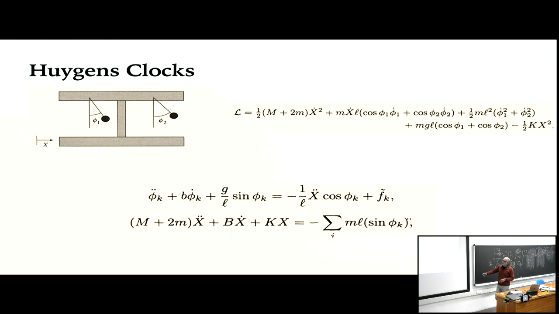Now, ignore for a moment this term and this term. This equation of motion is got just from looking at this Lagrangian and obtaining the corresponding equations of motion for each one, phi 1 and phi 2, so k takes the values 1 and 2. For the entire system over here, again, ignore that particular term. These are actually three equations of motion, two over here and one over here.